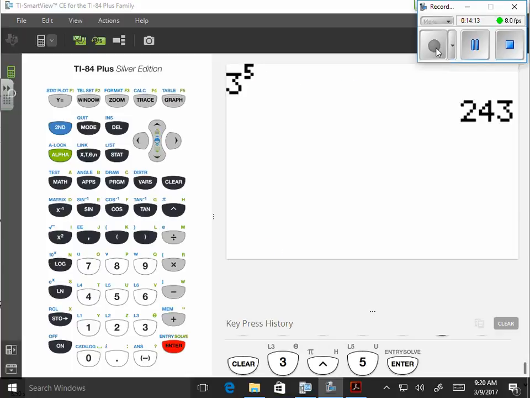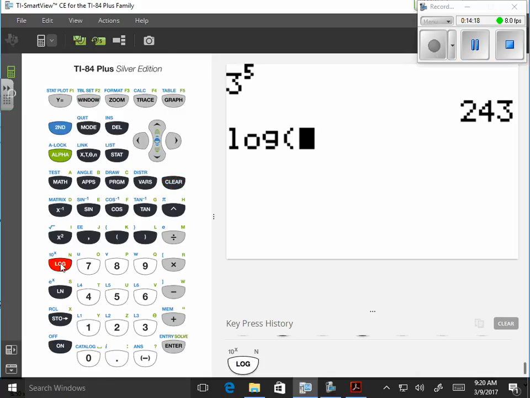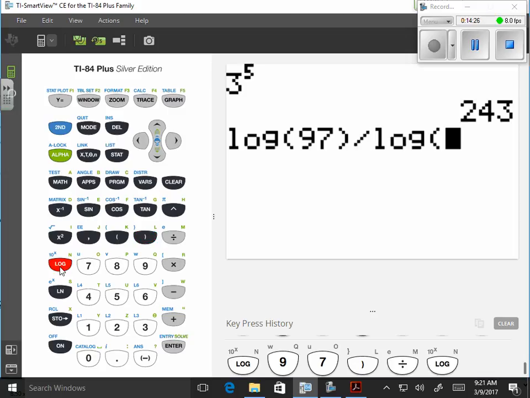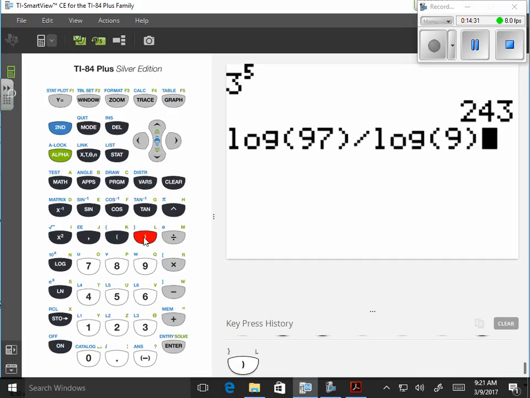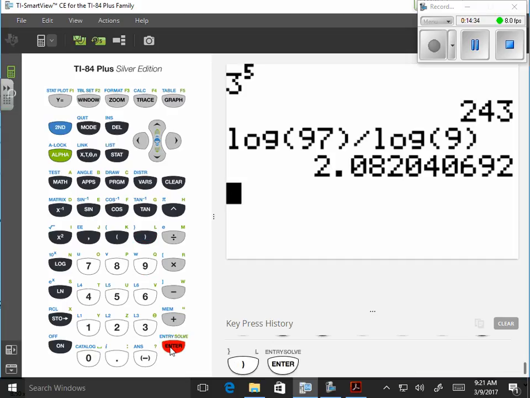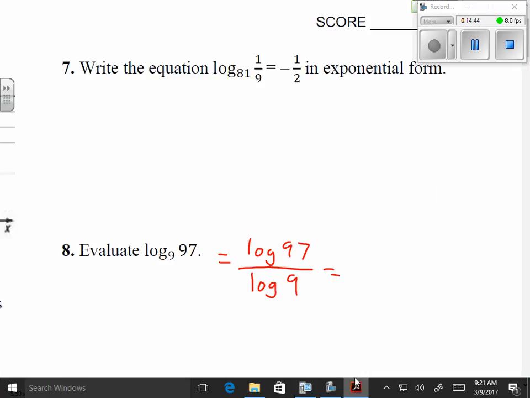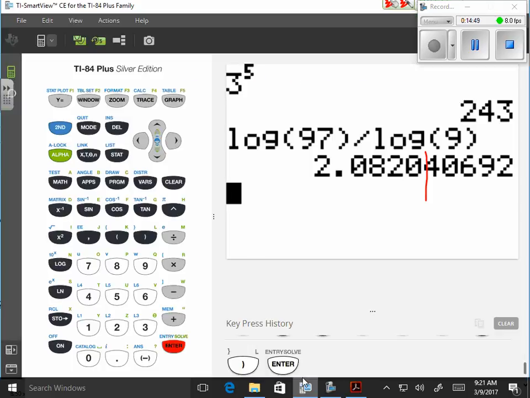It's a log of 97. Nope, not natural log. Close parentheses, don't forget to do that. What's the denominator, 9? .0820. 4 won't round it to 0 up. Bad memory. 0820.